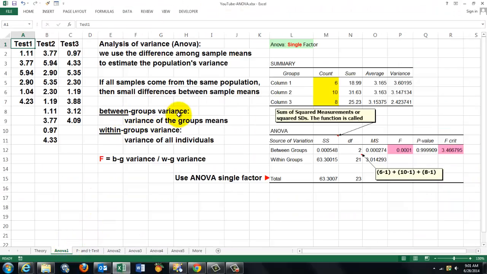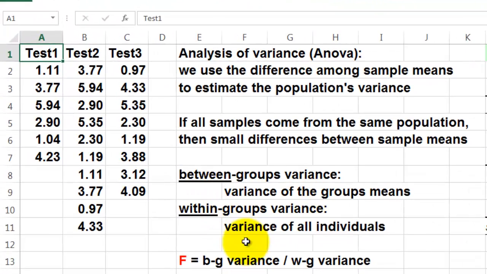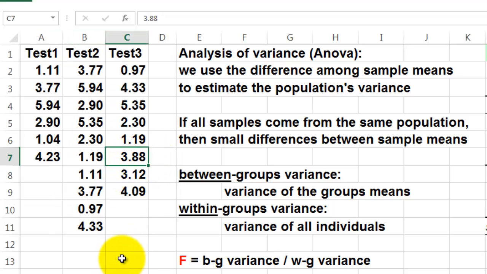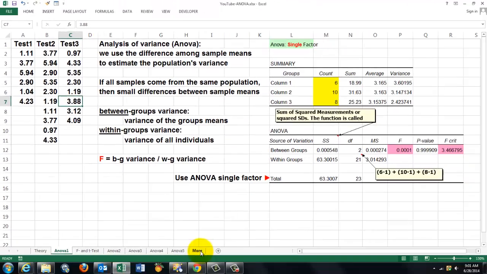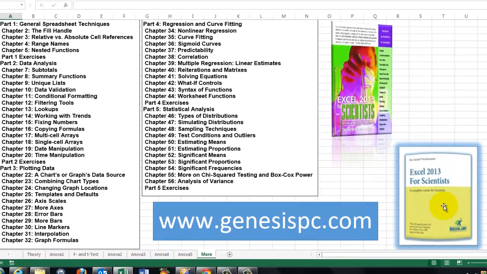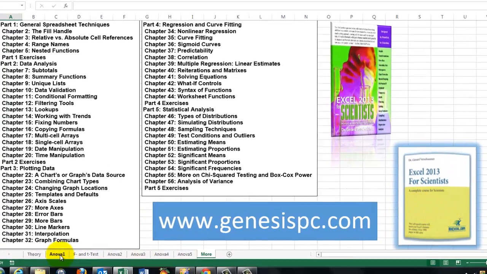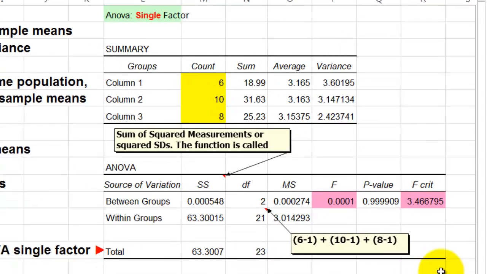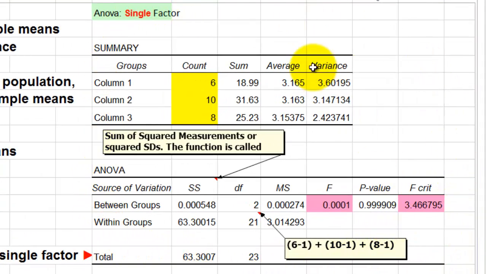ANOVA is complicated maybe to explain in the background. I'm not going to do too much. Let's say I have three sets of data. So I can't use the t-test. Yeah, I could use it three times. But I'm going to use the analysis of variance. What it does in the background, I'm not going to discuss that extensively. You can find that in my book, Excel for Scientists, or the CD-ROM Excel for Scientists. But I will just give it here because you can have Excel do this kind of calculations. And all you have to analyze is what is the actual F value and what is the critical F value.